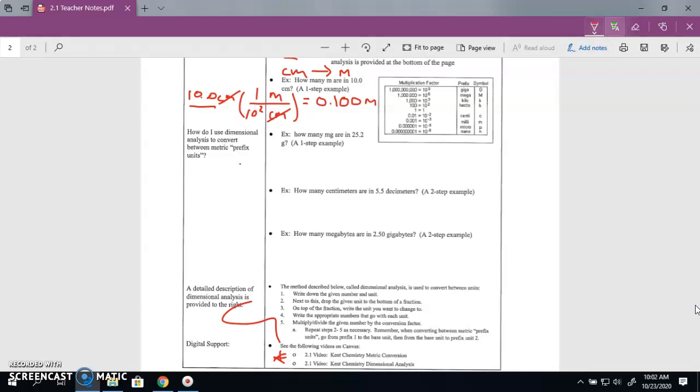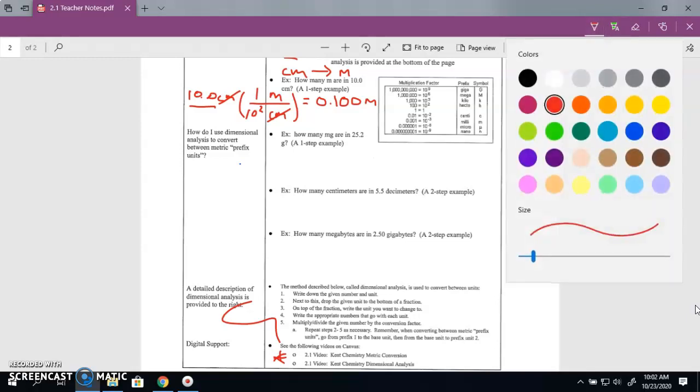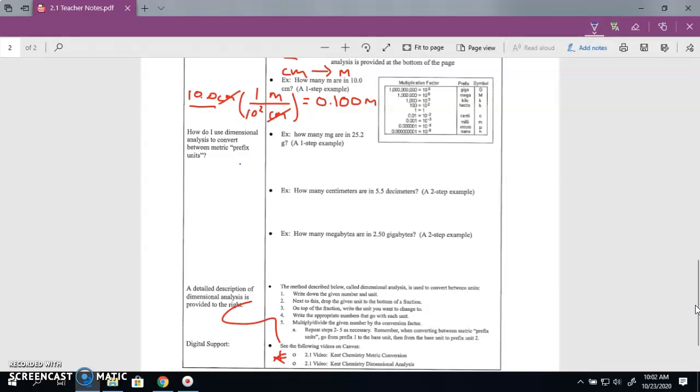All right, we'll show this method a couple of times. Let me change the ink color. Here's another example. See how we're starting with 25.2 grams. And we're asked to convert that to milligrams. Okay, because we've got one arrow, we're going to have one fraction just like up above. We always start by writing down the given number and unit, so that's 25.2 grams.